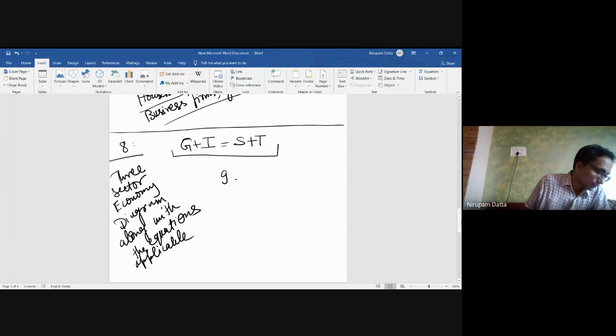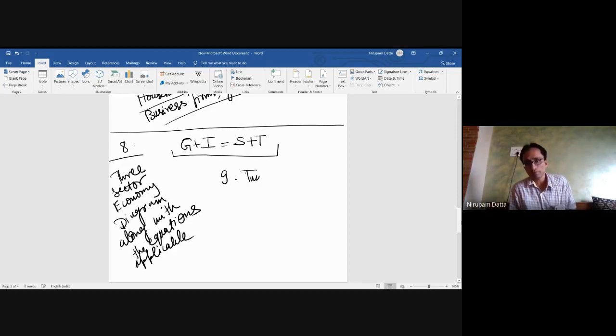Question 9. What do you mean by injections into and leakages from the circular flow of income? Why is savings called a leakage and investment called an injection? How do they affect the circular flow of income and expenditure in the economy? So here you'll have to discuss the two-sector economy with savings and investment and explain accordingly.